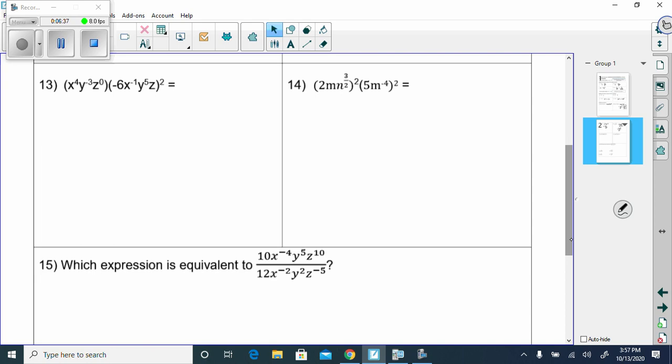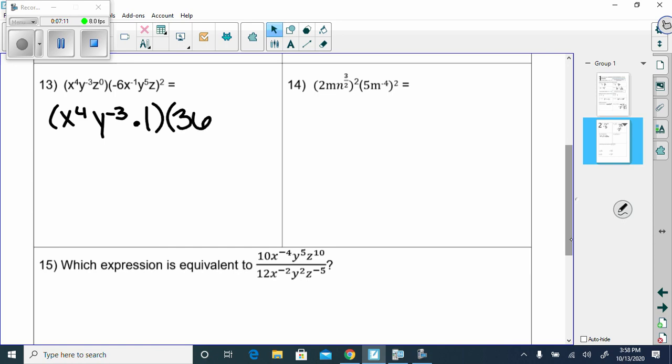Okay, number 13. So in my first parenthesis here, I've got x to the 4, y to the -3, and what does e to the 0 become? 1. Now, in this second parenthesis, we've got power to a power. If you type it in your calculator, you have to put parentheses around the -6, or it's not going to give you the right answer, right? So that means -6 times -6.